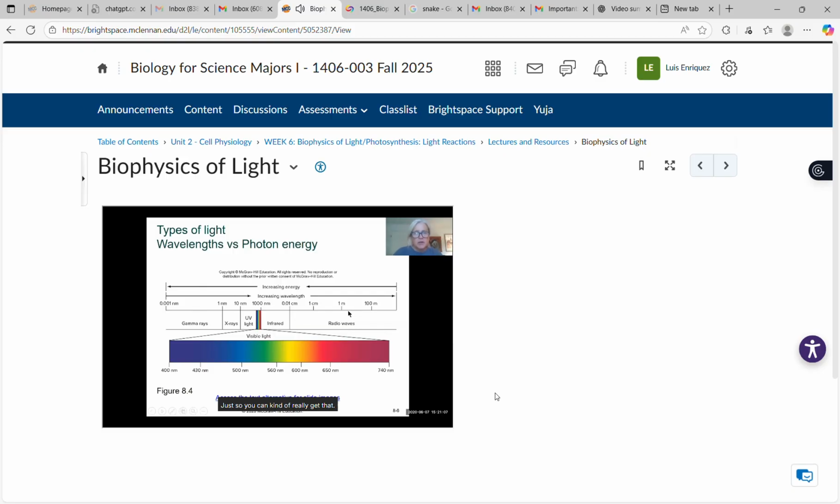Just so you can kind of really get that, we're just going to look right here at visible light. And between this wavelength, 400 and 740, there's energy in here. What color do you want your Coleman stove flame to be? You want it blue, because there's more energy in the photons and it will cook.